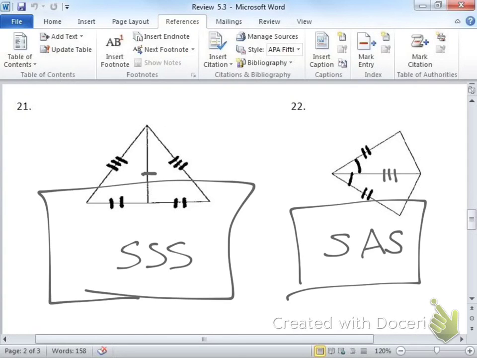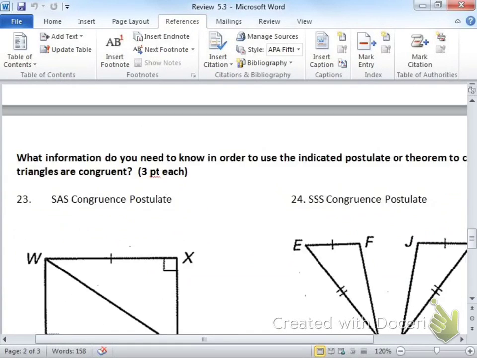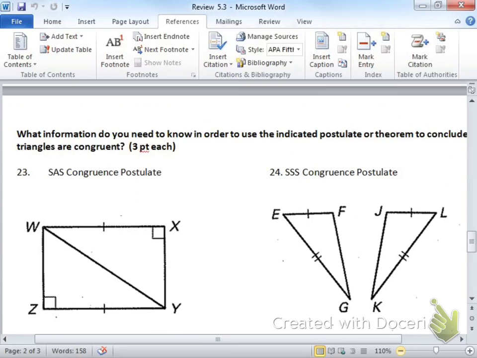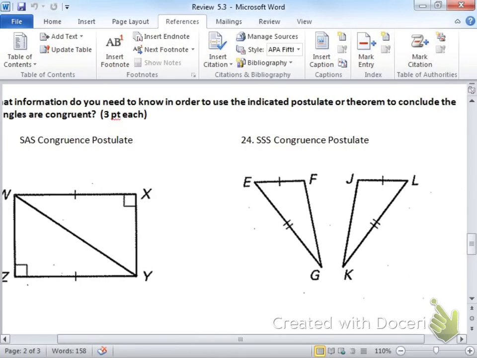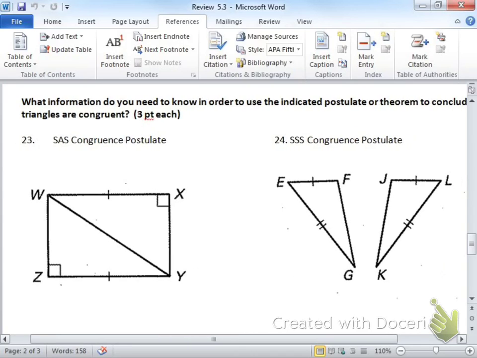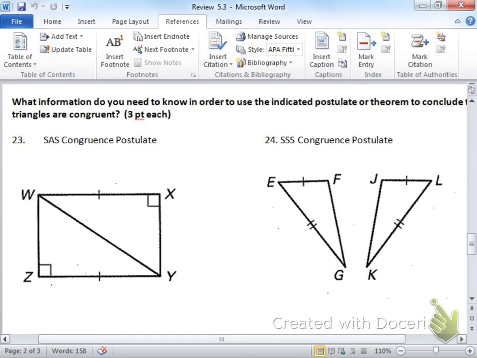All right. Now the back was giving everyone some issues, so go ahead and focus in for me. The directions say, what information do you need to know in order to use the indicated postulate or theorem to conclude that the triangles are congruent? So basically, what's missing? That's what you're answering here.